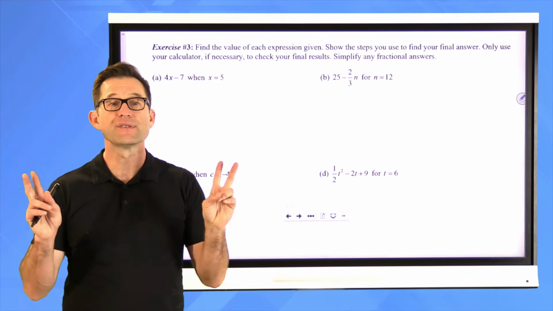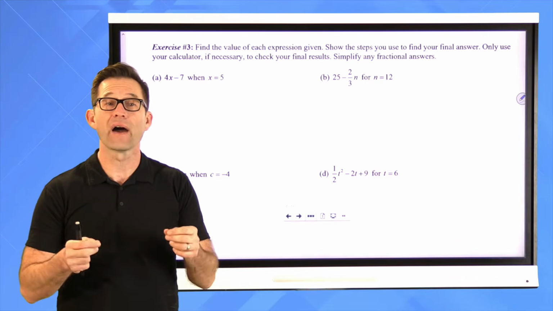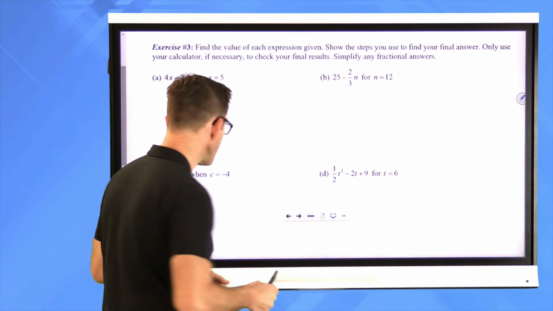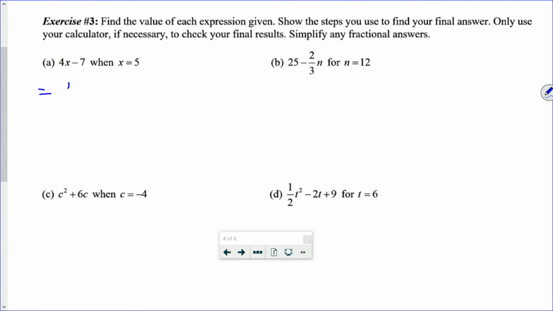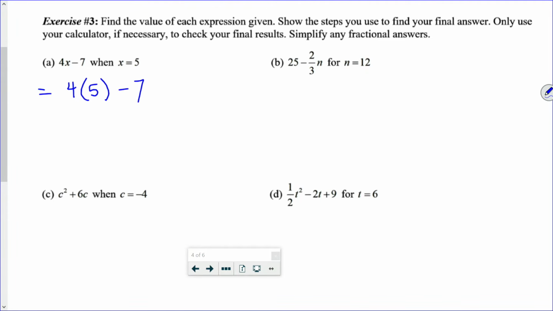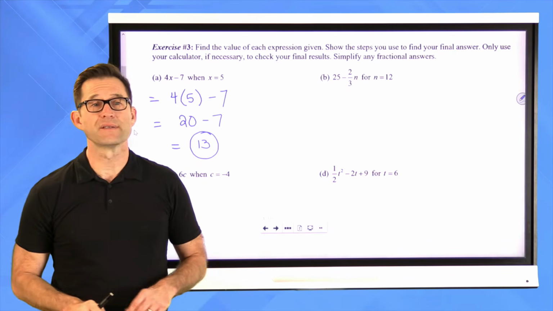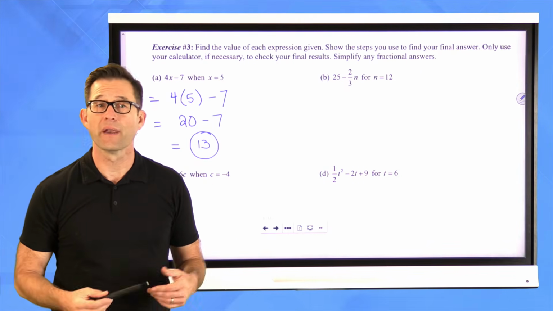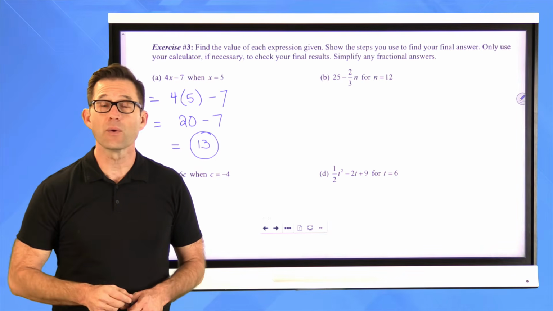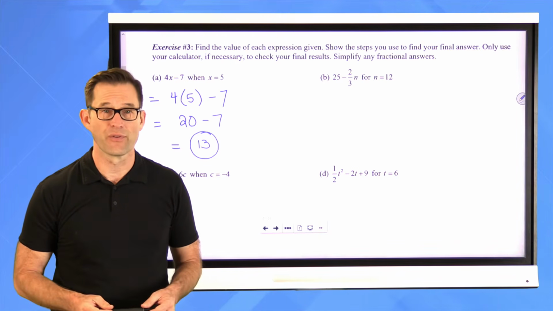Now I want to substitute in the value of the variable. So what does that look like? I want to be careful. I like to show multiplication by using parentheses. So I've got 4 times 5 minus 7. I now do 4 times 5, which is 20, minus 7, and 20 minus 7 is 13. So the expression 4x minus 7 has lots of different values depending on the value of x. But when x is equal to 5, that particular expression is equal to 13.